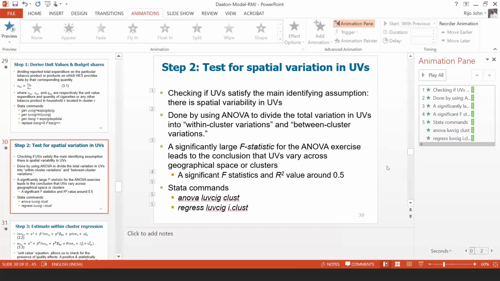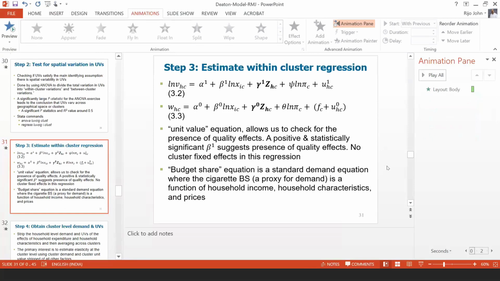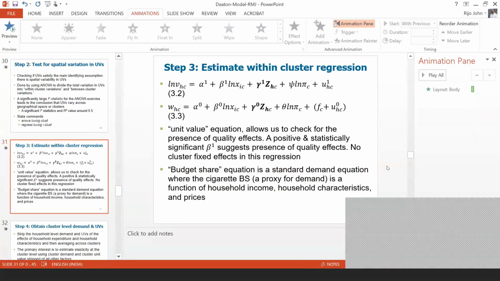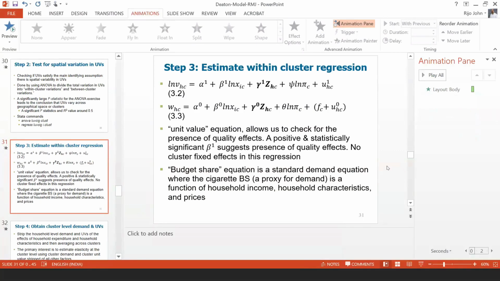Now step 3 is to estimate the within cluster regression, which is the first stage regression that we talked about earlier, equations 3.2 and 3.3 in the toolkit. So this is basically a unit value regression and a budget share regression. We already have all the variables worked out, so it is a simple Engel's regression. The unit value equation allows us to check for the presence of quality effects. We discussed that beta 1 gives the quality elasticities.